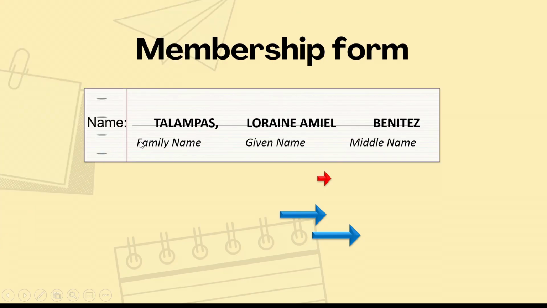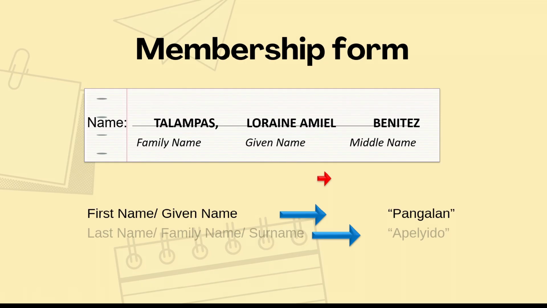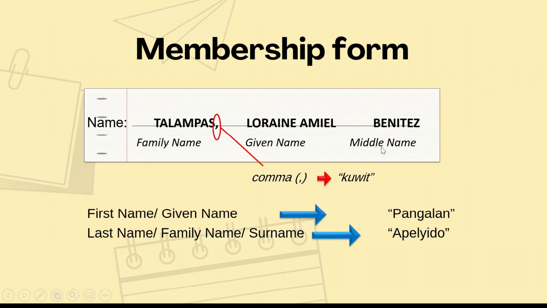In filling out the name, minsan nauuna ang family name, minsan naman inuuna ang given name. Kailangan mong tingnan kung ano ba ang tamang pagkakasunod-sunod na hinihingi ng template. In this case, ang hinihingi ay ang family name or ang iyong apelyido. And if the surname is written out first, you should put comma next to it or kuwit sa Tagalog. Kasunod ng family name ay ang given name or ang iyong pangalan. Sa pinakahuli naman, ang hiningi ay ang iyong middle name or ang iyong panggitna.